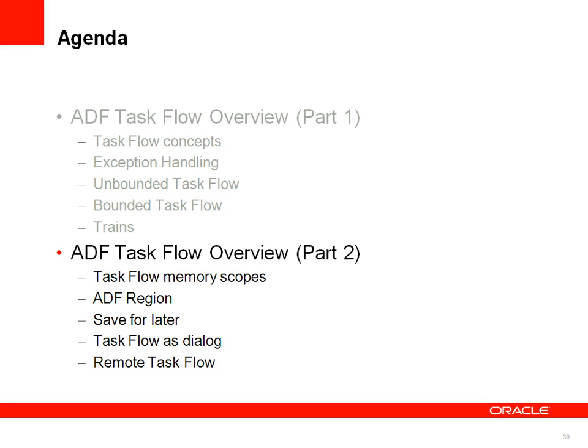In the second part, we will start off with talking about memory scopes. We will talk about how to expose bounded task flows in ADF regions, how to snapshot the current state of a task flow and to recover it to a later point in time. I will show you how you can expose a task flow in a dialog. And finally, how to deploy a task flow to a remote server and then access this deployed task flow from a local application so that you can have this operating like a service.